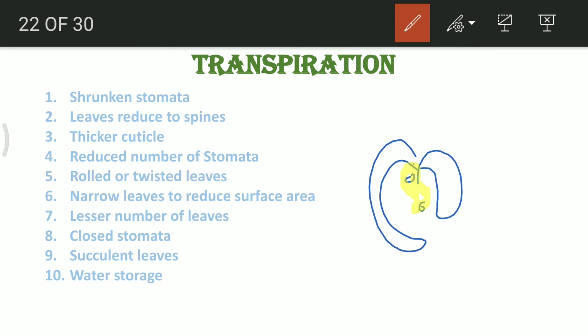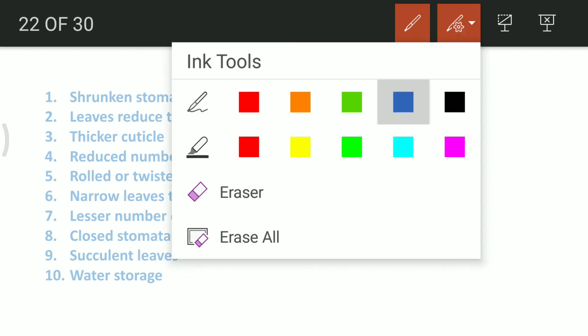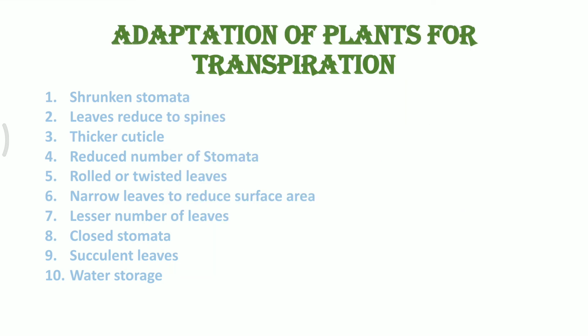We see that shrunken stomata are only present in the case of xerophytic plants. Not all plants show the presence of shrunken stomata. Leaves are reduced to spines. This is seen in cactus and various other xerophytic plants, where in order to stop the process of transpiration, spines have been developed in most of the plants, and there are fewer pores present in the plant.